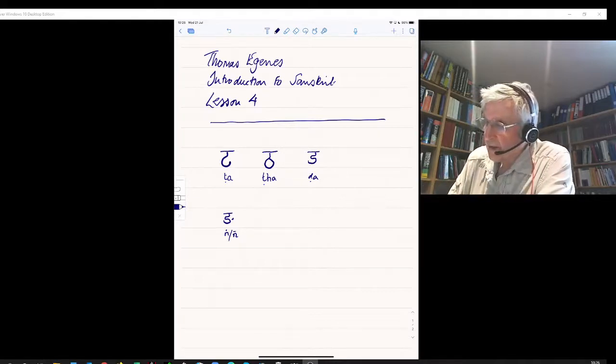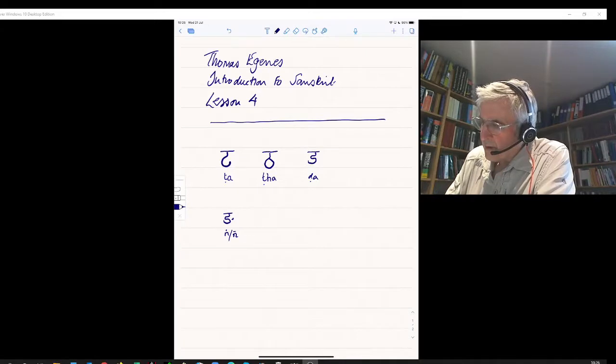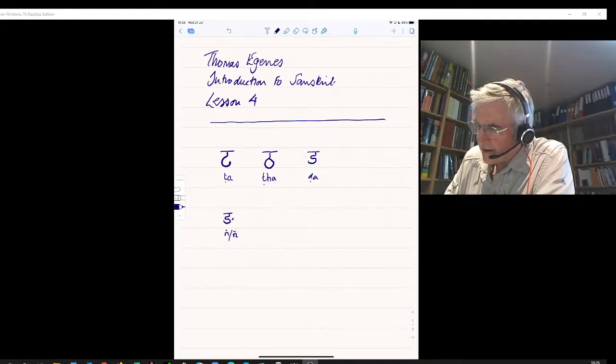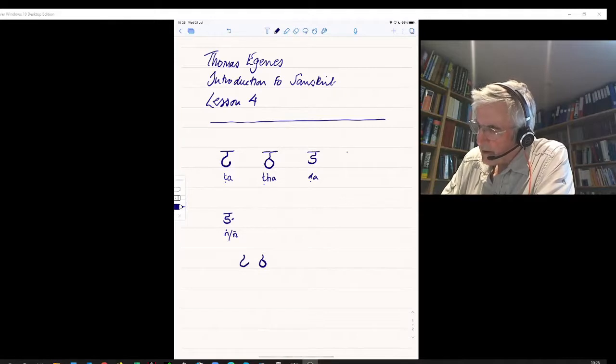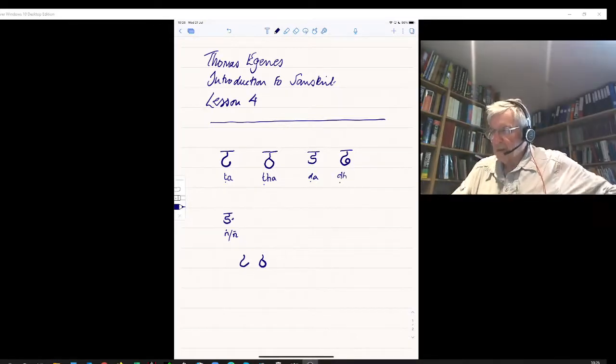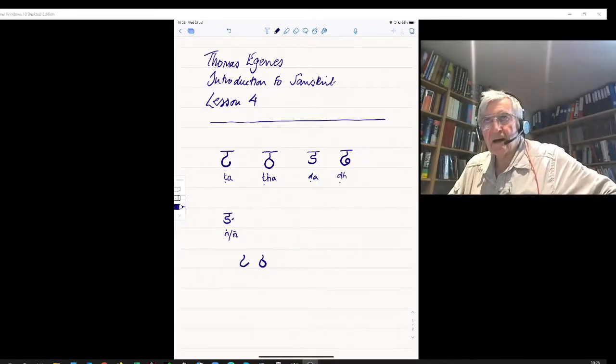Now dha, which is the aspirated form of the voiced retroflex da, you start off writing it like a da, but instead of completing the circle as we did in the tha, in the dha you start writing like the da, but then you curl round, and that makes the dha. The ta, tha, da, dha.